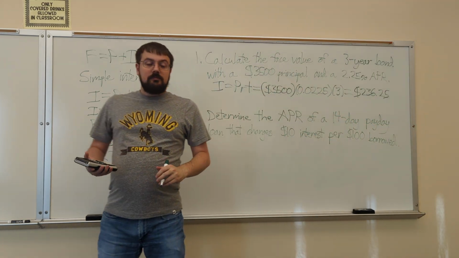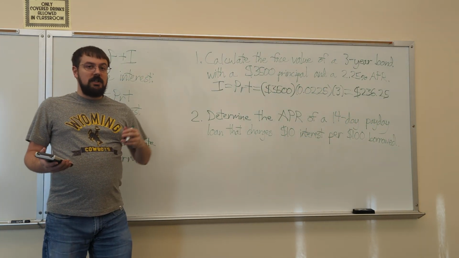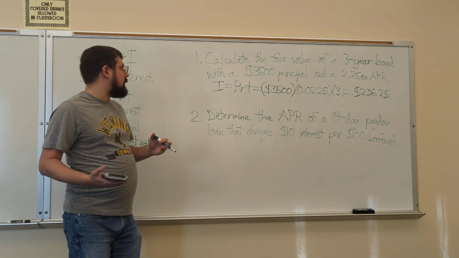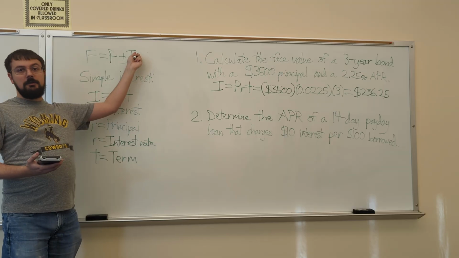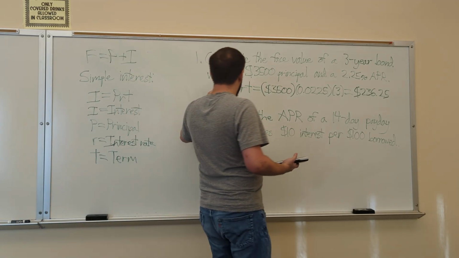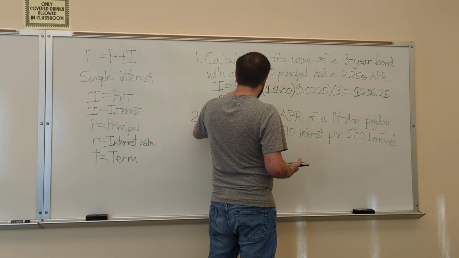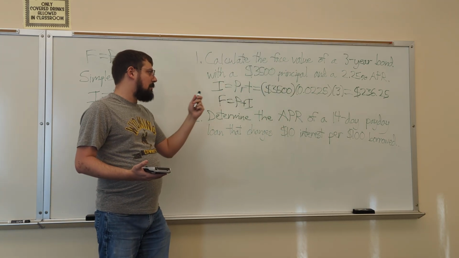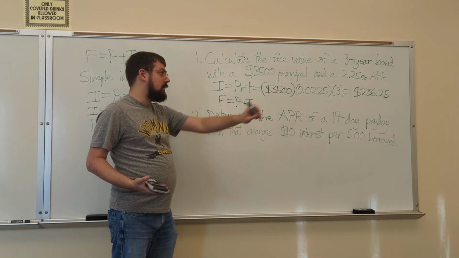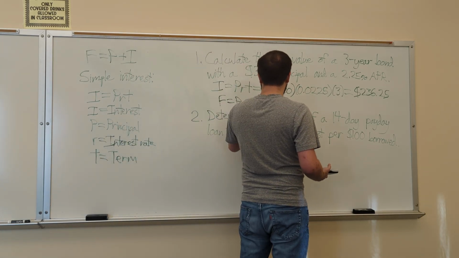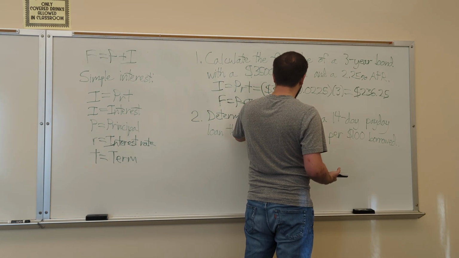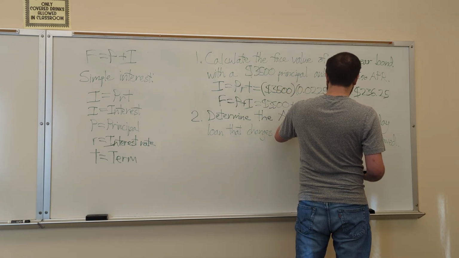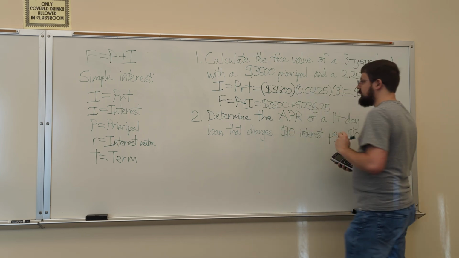So now that we've determined how much interest we've earned, the next step is just to figure out what's the face value of the bond, and for that we're just going to use this F equals P plus I. So basically what this is just saying is that what we get back at the end is our principal plus all of the interest that we've earned. So this is going to be our original $3,500 plus the $236.25 that we earned in interest.